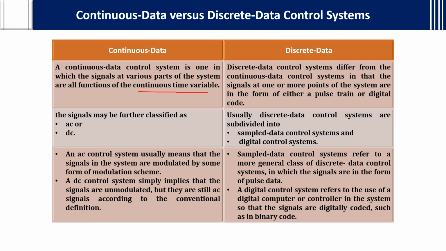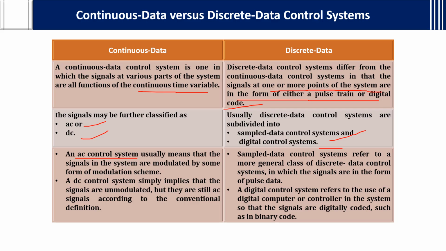Discrete data control systems differ from continuous data control systems in that signals at one or more points of the system are in the form of either a pulse train or a digital code. Understanding? The signals may be further classified as AC or DC. Usually discrete data control systems are subdivided into sampled data control systems and digital control systems. We'll see now what is AC and DC.